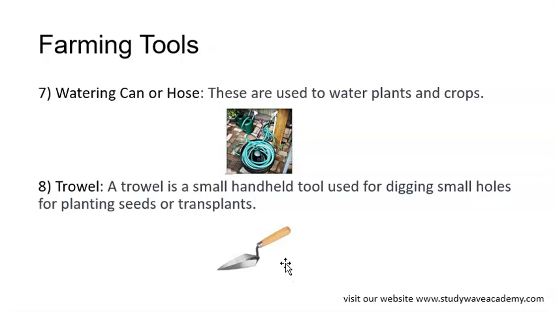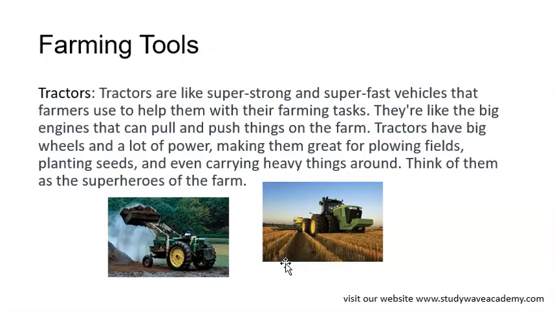That is what the trowel does. Okay, did we get that? We have other farming tools like the tractors. The tractors are like super strong and fast vehicles.